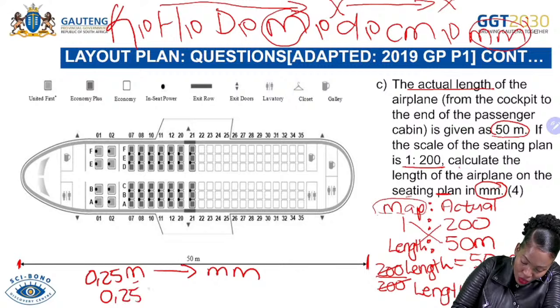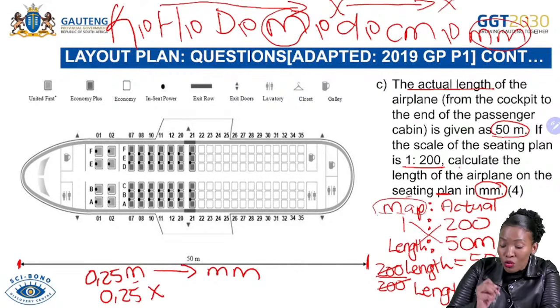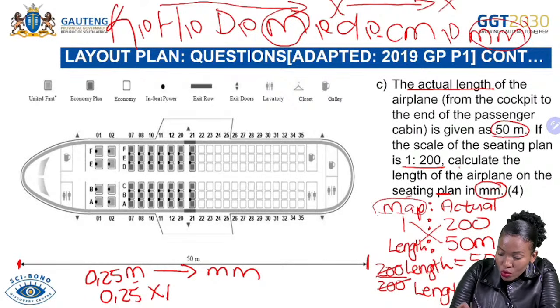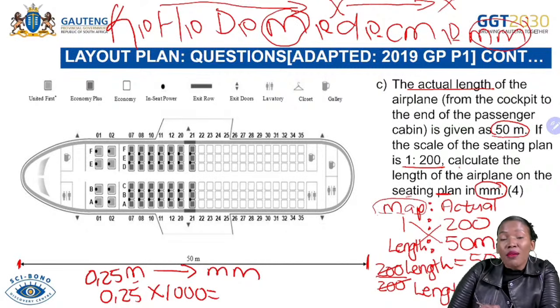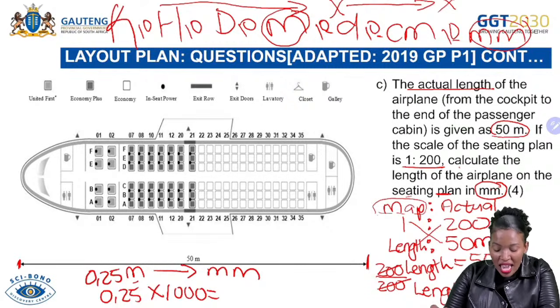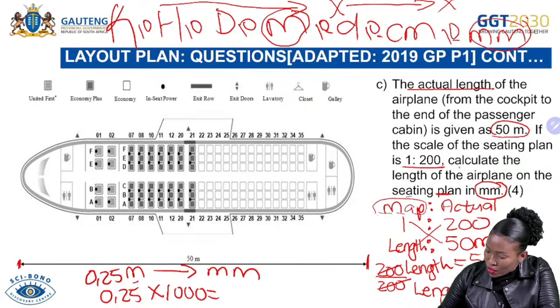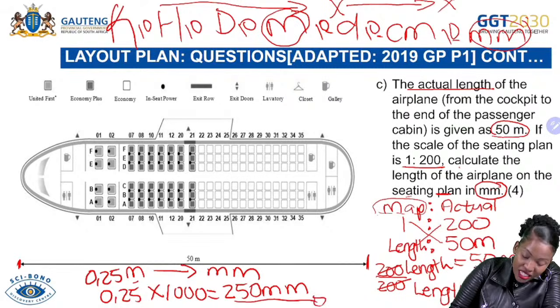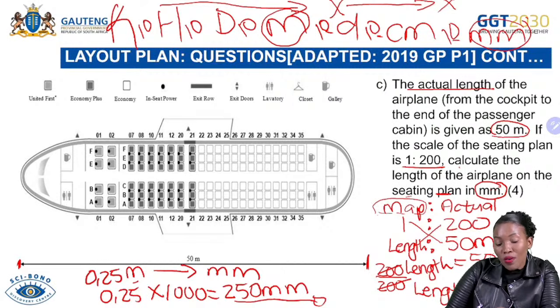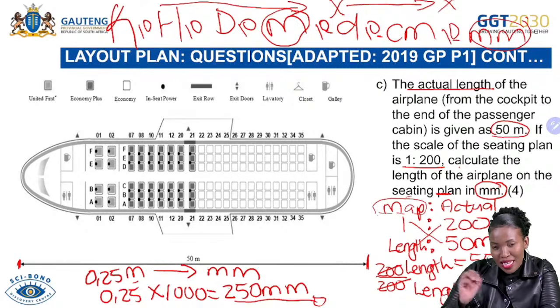Then you say 0.25 multiply. What are we going to multiply with? It's always 1. And then how many zeros? 1, 2, 3 zeros. So the conversion factor between meters and millimeters is 1,000. So you say your 0.25 multiplied by your 1,000. The answer that we are getting there is 250 millimeters. So the distance on the map, the distance on the plan for this airplane, it is 250 millimeters.